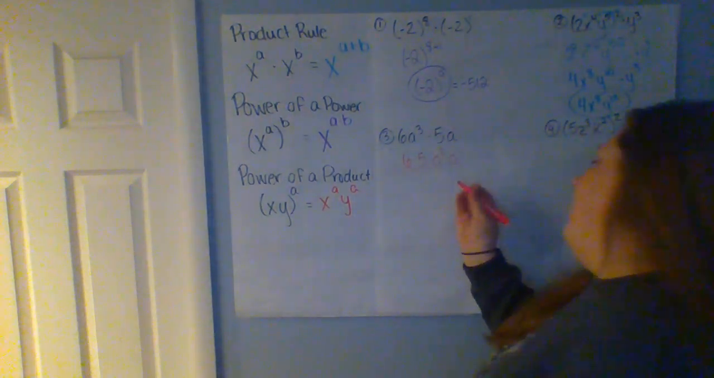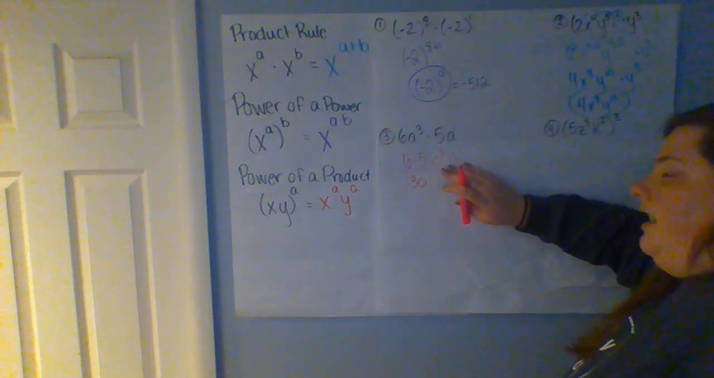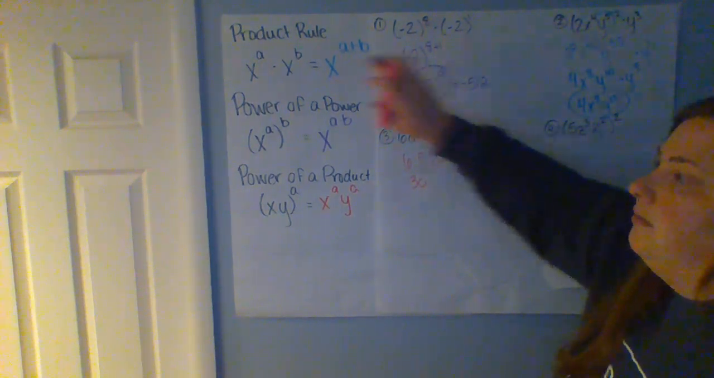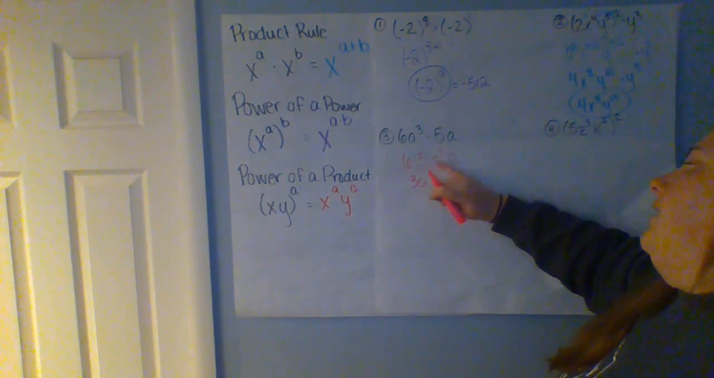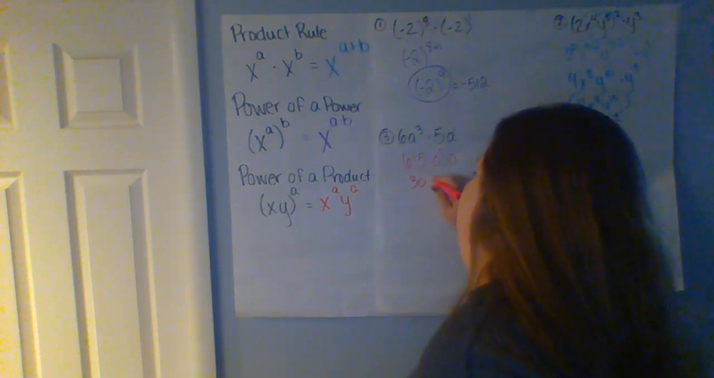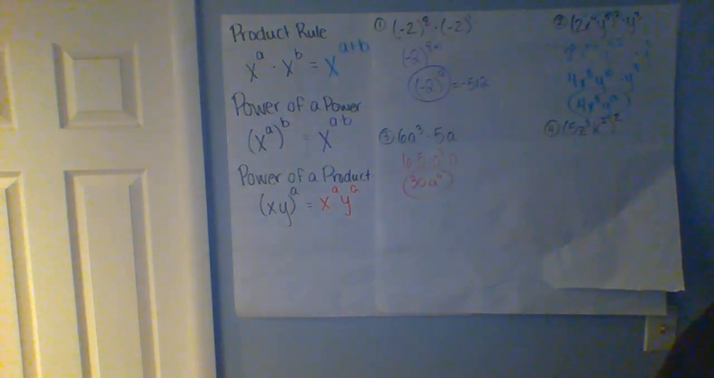Now 6 times 5 we know is 30, and then a to the 3rd times a to the 1st is going to follow our product rule. So it's going to be a to the 3 plus 1, which will be a to the 4th power.